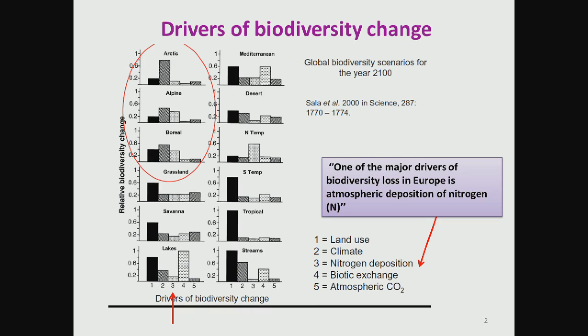In fact, the paper quotes that one of the major drivers of biodiversity loss in Europe is atmospheric deposition of nitrogen. And the unit for deposition of nitrogen is kilograms of nitrogen per hectare per year. If you think about that, it's a big unit for invisible air pollution.